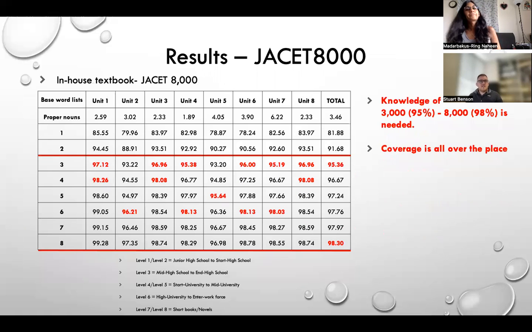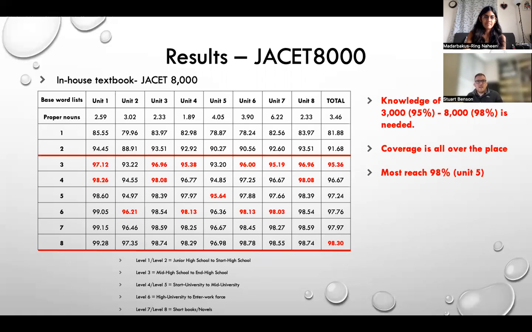When we compared this to the JESIT 8,000, so the in-house text was made for Japanese tertiary level students, this should be far more indicative of what students need for vocabulary. Again, the coverage was all over the place, unfortunately. So students needed to know the first 3,000 words to understand 95% of the textbook, all the way up to 8,000 words to understand 98% of the textbook.